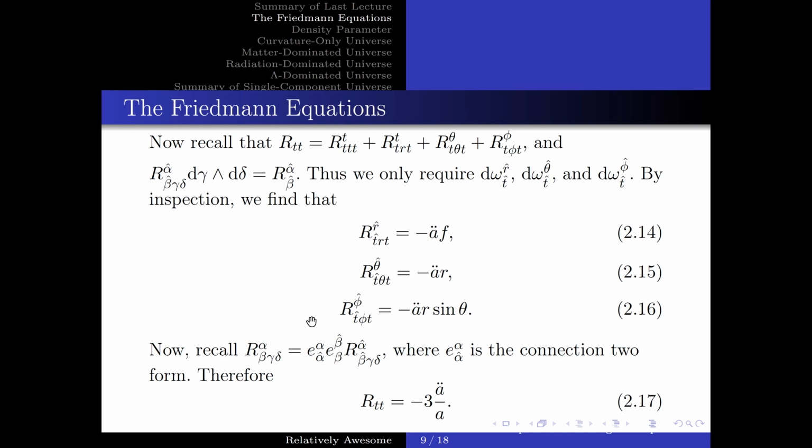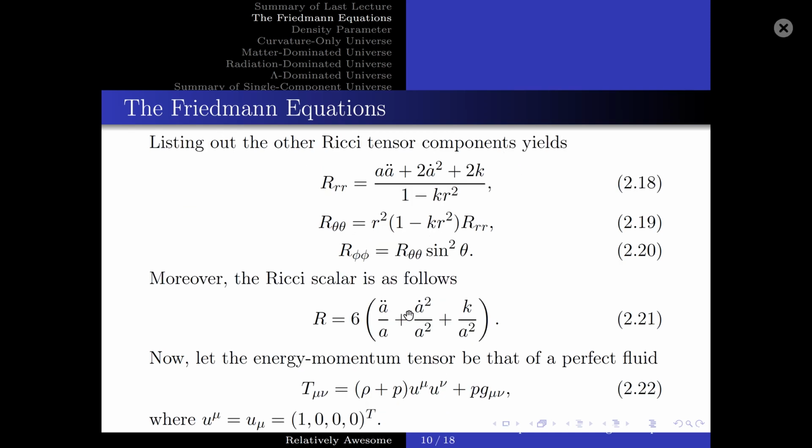And now, recall that the Riemann tensor in coordinate basis is related to the Riemann tensor in orthonormal basis in the following manner. And thus, the Ricci tensor R_tt component is equal to -3 a double-dot over a. Listing out the other Ricci tensor components is as follows, and moreover, the Ricci scalar is the following.